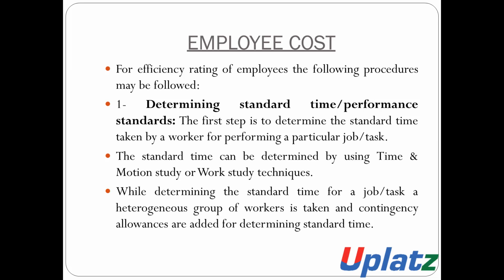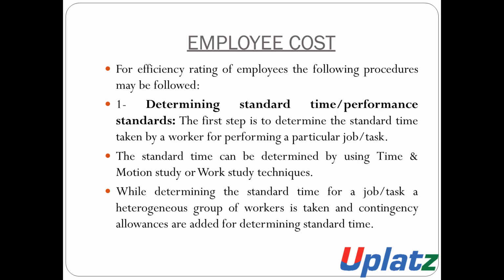For efficiency rating of the employees, the following procedure may be followed. For determining the efficiency rating of the employee, there are some procedures to be followed. Procedure number 1 is determining the standard time and the performance standard. For efficiency rating, first, we will determine the standard time or performance standard.